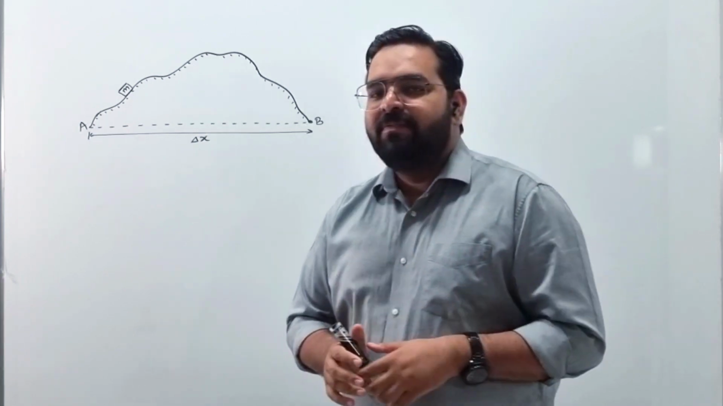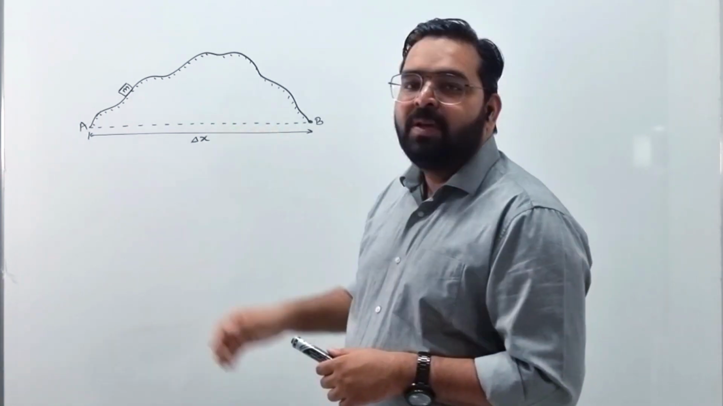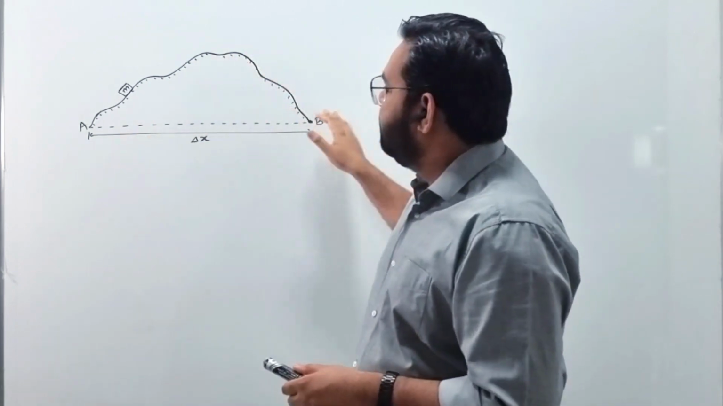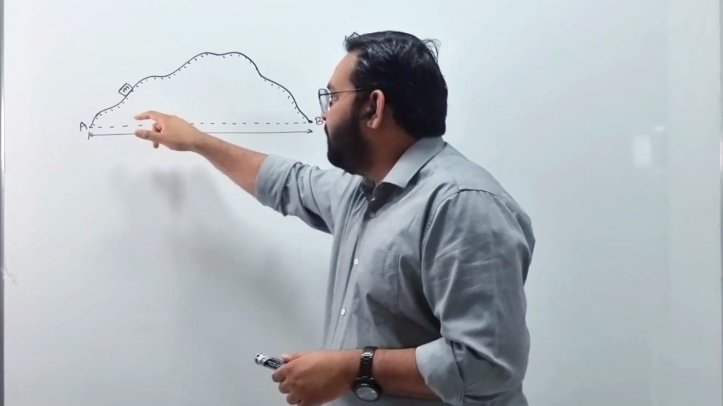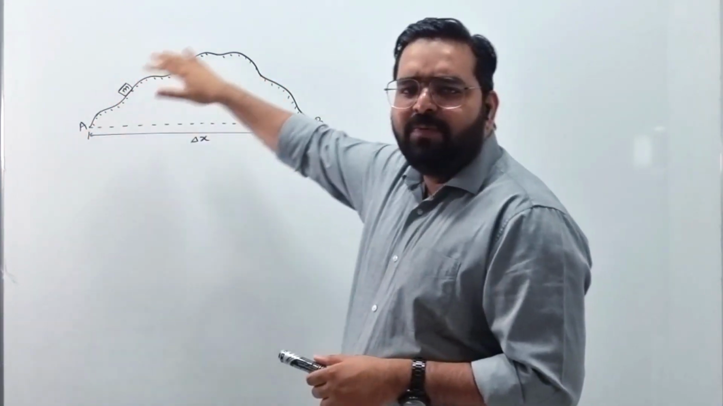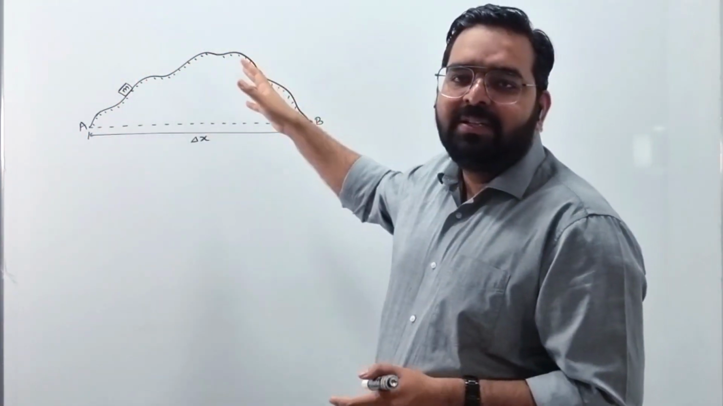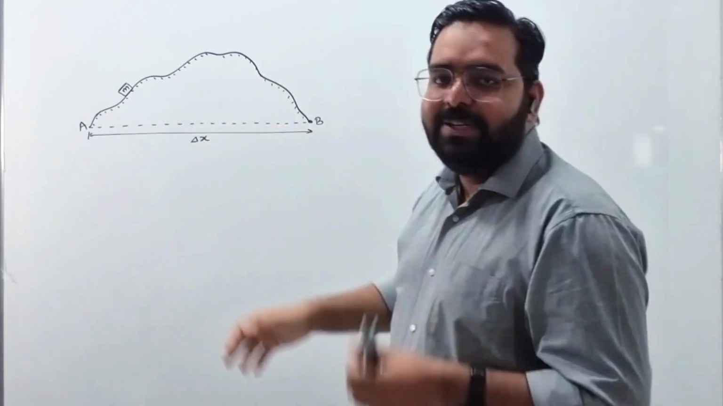To answer this question, we are taking the help of this example where we have a rough path and a mass small m, a block small m, which is moving on this rough path. While it is moving on this rough path, we are going to calculate work done and check whether this is path dependent or not.